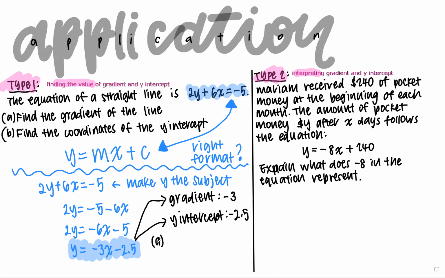For A, what did they ask for? What do they want? The gradient of the line. So what's the answer? Negative 3. Now B, what did they ask for? Find the coordinates of the y-intercept. So can I write negative 2.5?